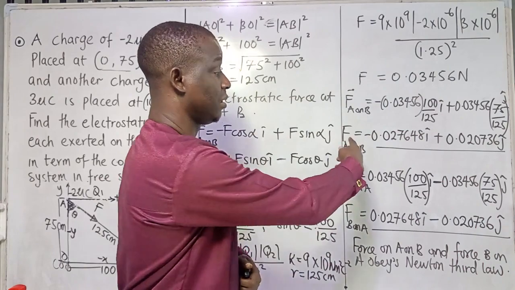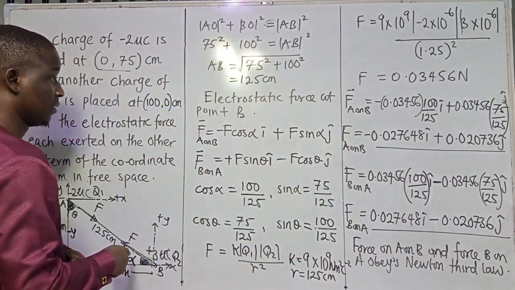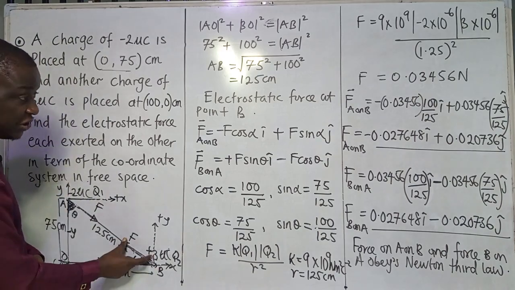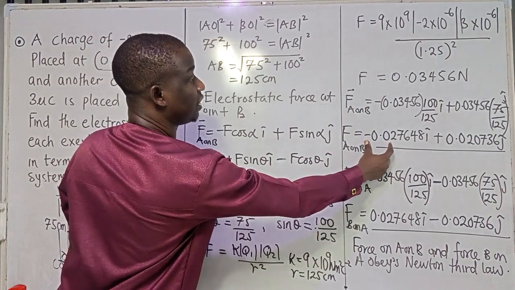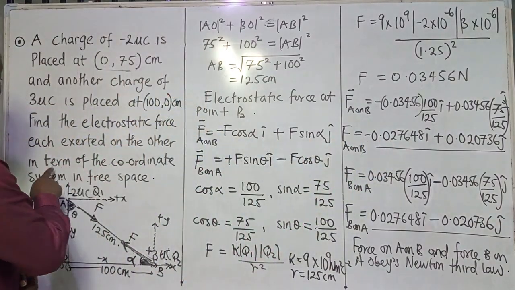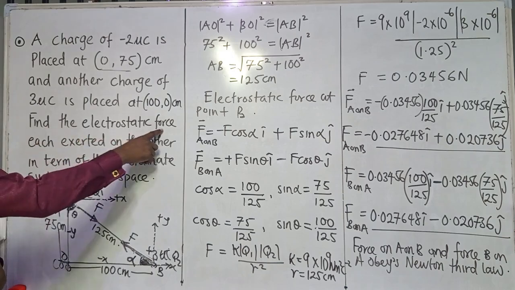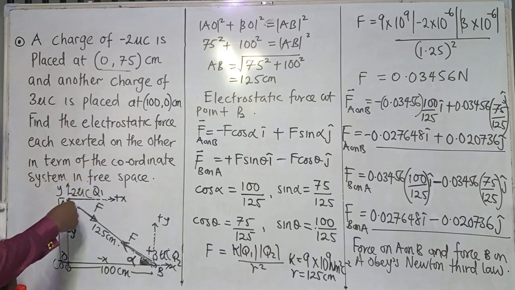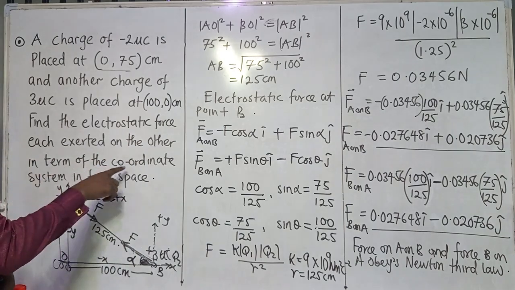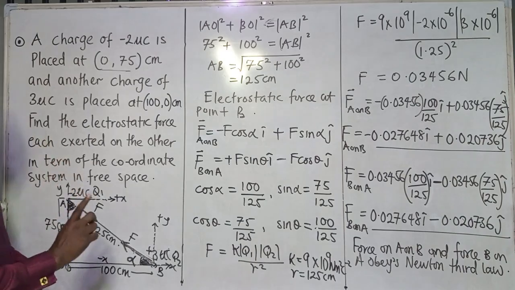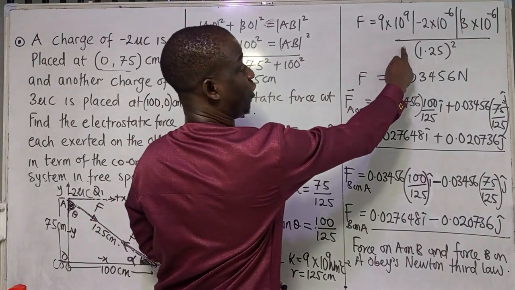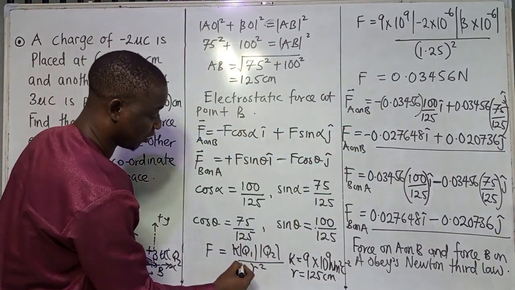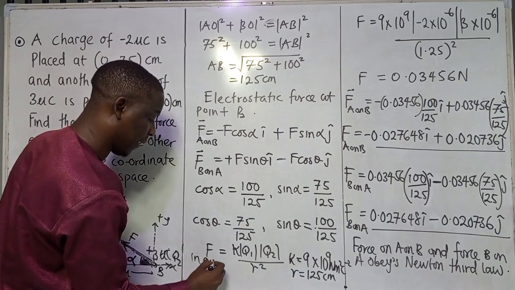As you can see, the one at A is exerted by B, and the one at B is exerted by A, which is this one. This is the force in the coordinate system, because they say we should find the electrostatic force each exerted on the other in terms of the coordinate system in free space. In free space, that's why we do not involve a dielectric material when we're using this formula, because we assume it occurs in air.